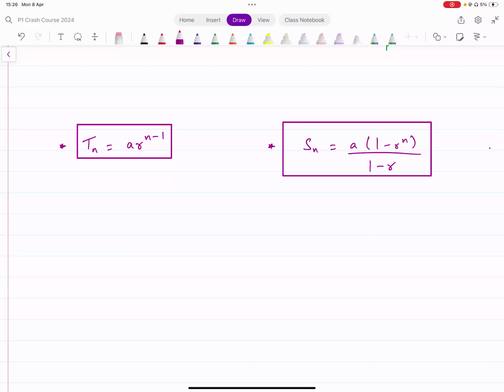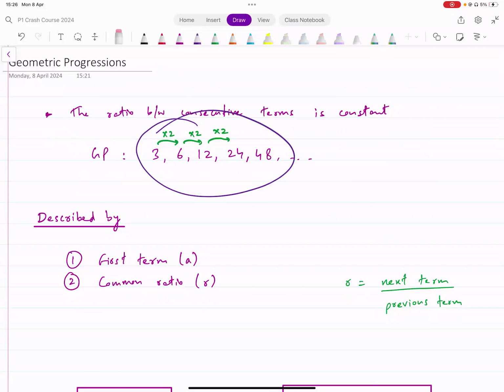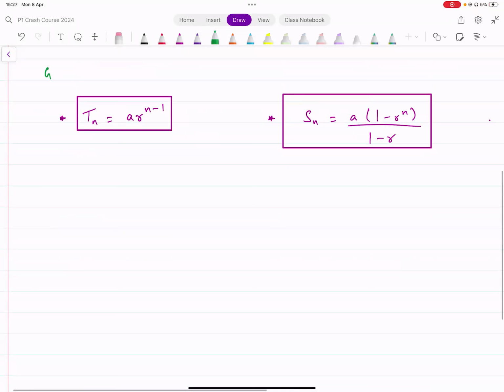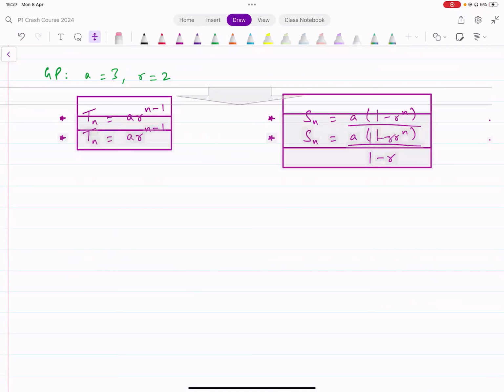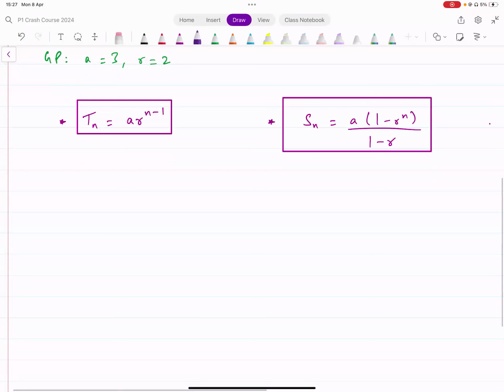Okay. Now let's take an example. Let's take that same example that we wrote above. In this example, the first term was 3 and the ratio was 2, right? So now let's say we have a geometric progression, and we know that the first term is 3 and the ratio is 2. Now, if you had to find a specific term of the sequence or the sum to a specific term of the sequence, how could you do that? How could you find those 2 things?